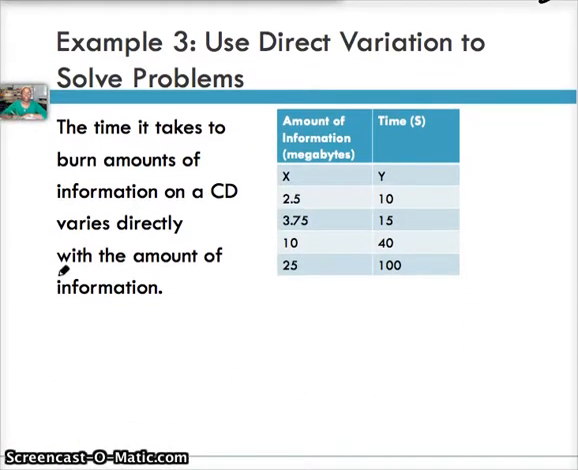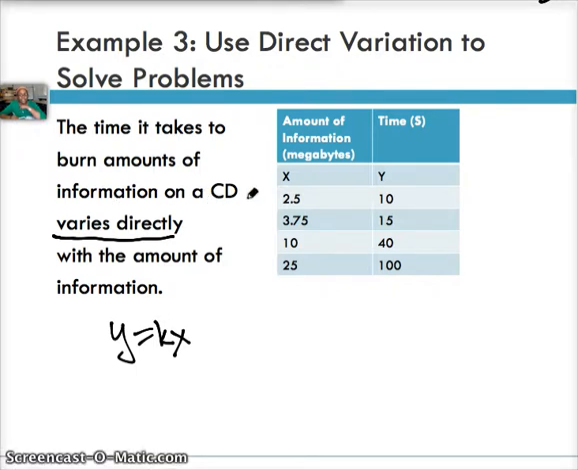So we're going to use direct variation to solve the problem. The time it takes to burn amounts of information onto a CD varies directly. So they're telling me that this is a direct variation situation. As soon as I hear that, I pull out of my back pocket Y equals KX. Okay, so they're saying the data here is going to fit this form.